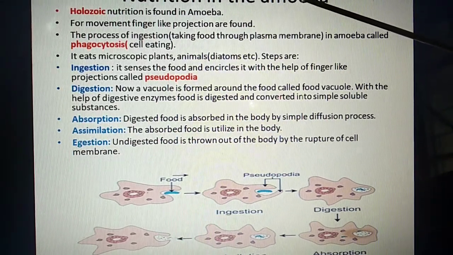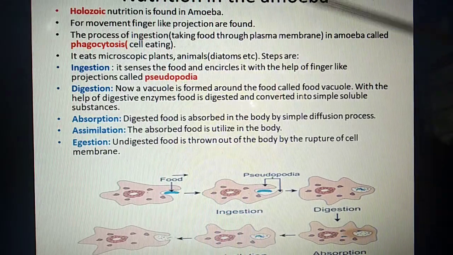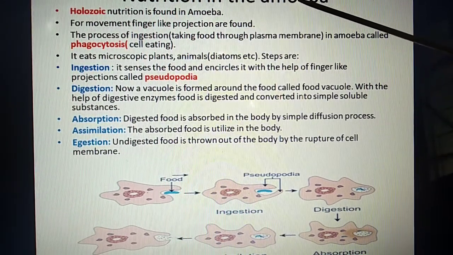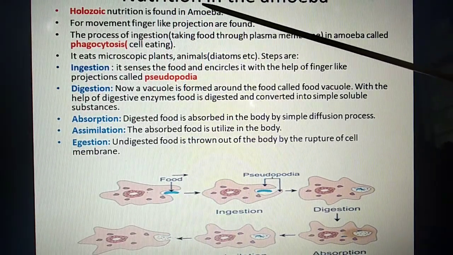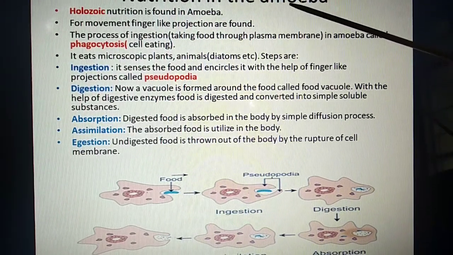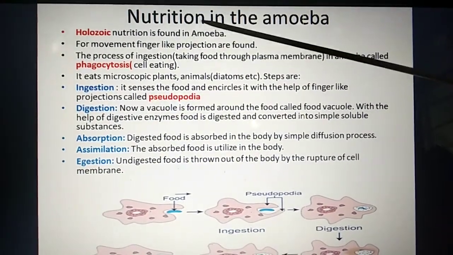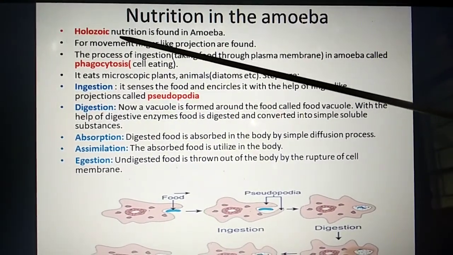Now next. Now in our syllabus, two animals are there. One is amoeba and second is human. And we have to read the nutrition in the amoeba and the human. Now see one by one. Then first we are going to start nutrition in amoeba. Is it clear to you?